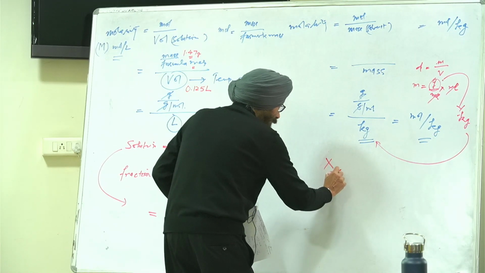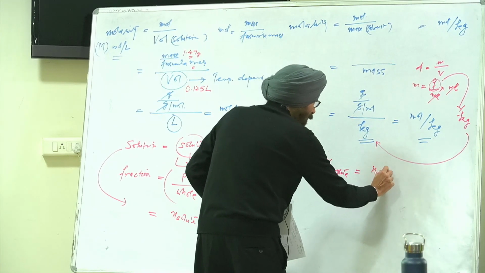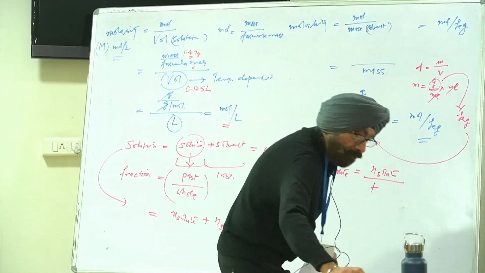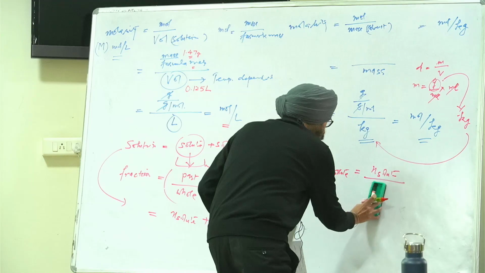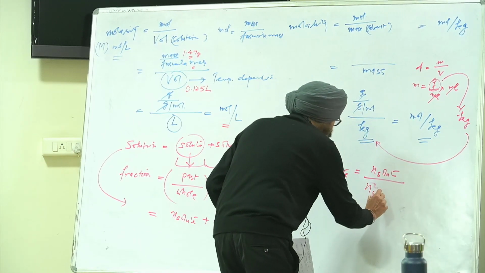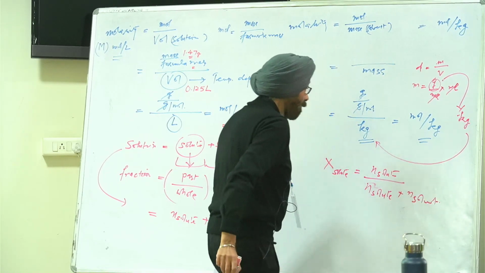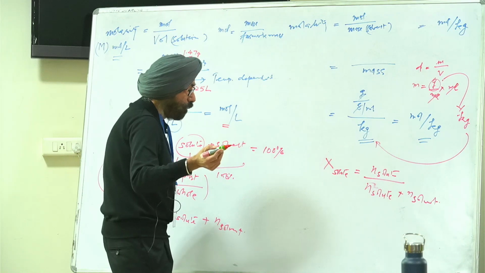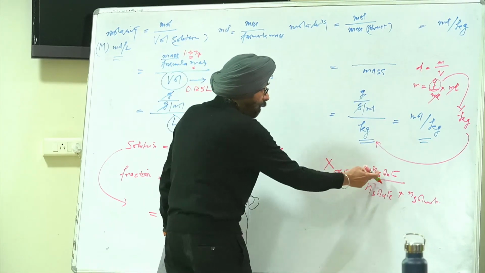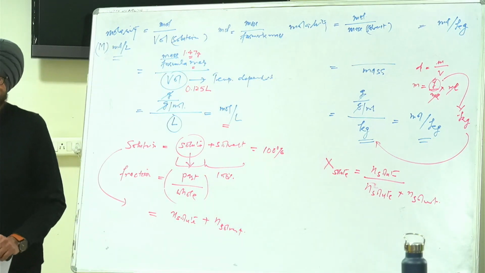So if I say the mole fraction of solute, it is moles of solute divided by the total moles, that is, moles of solute plus moles of solvent. And if you have to calculate the mole fraction of the solvent, then instead of moles of solute, you will be using moles of solvent.